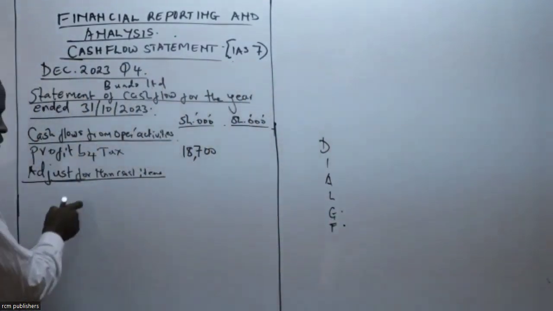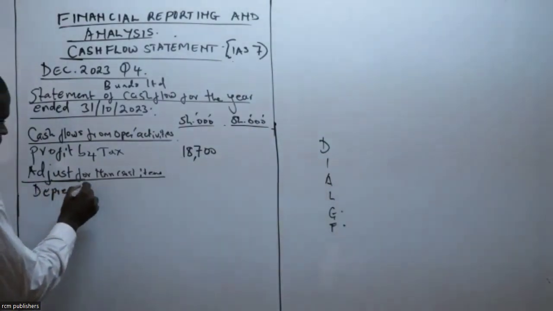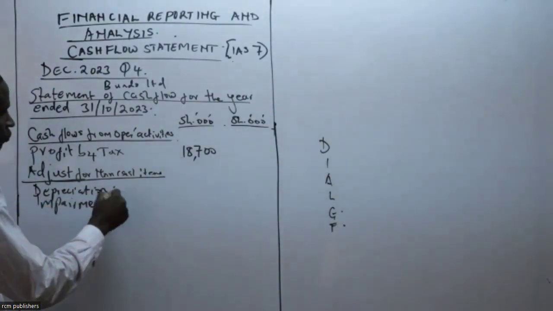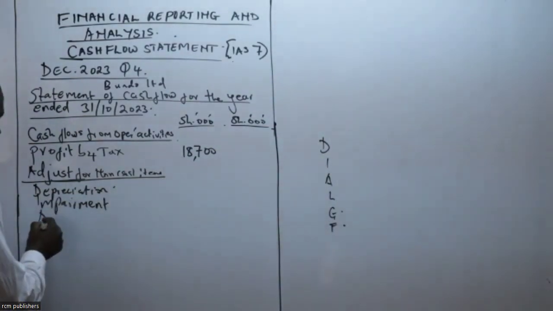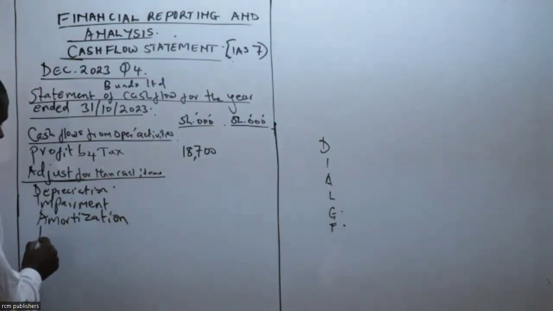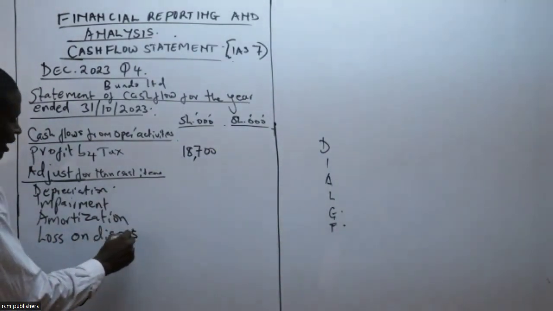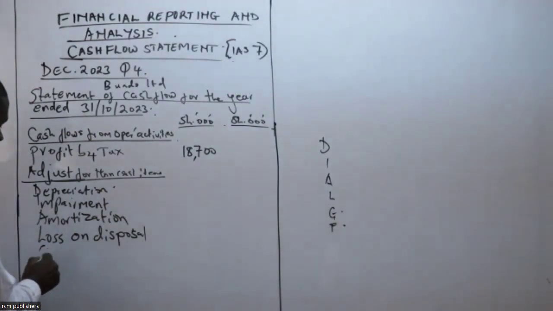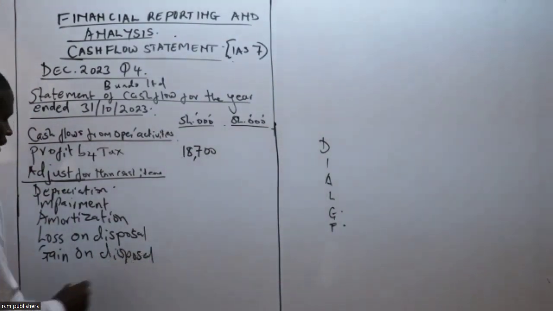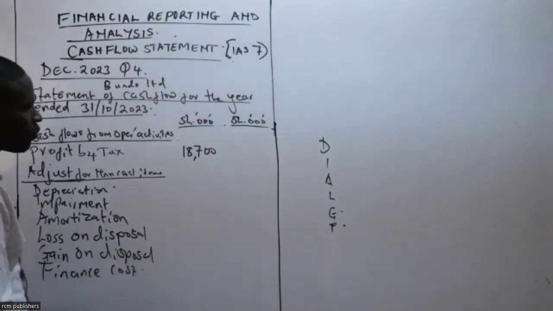So if I come here and put my DIAL GF here, this is presenting depreciation, impairment, of course, impairment of intangible asset, amortization. I have a loss on disposal. In our case, I've not had anything to do with the disposal. We have gain on disposal. And then the other one, we have the finance cost. Now, remember, we want to adjust this profit.